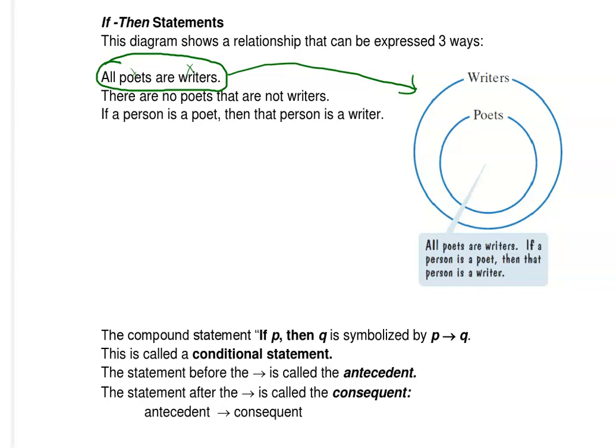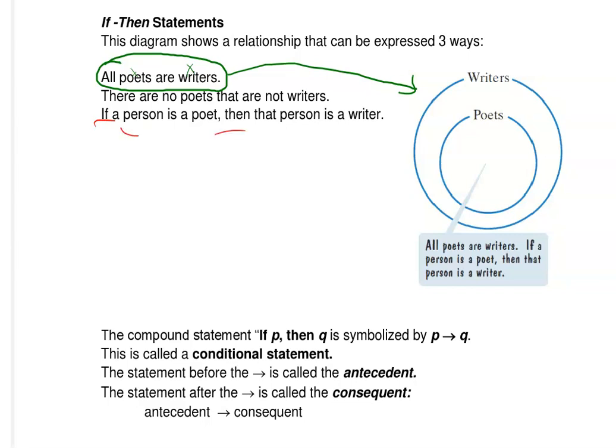But what we didn't talk about, because we hadn't talked about compound statements yet, is that we could say that same thing in this way. We could say, if a person is a poet, then that person is a writer. So anybody who's a poet is a writer. If a person is a poet, then that person is also a writer. And so that is an if-then statement.